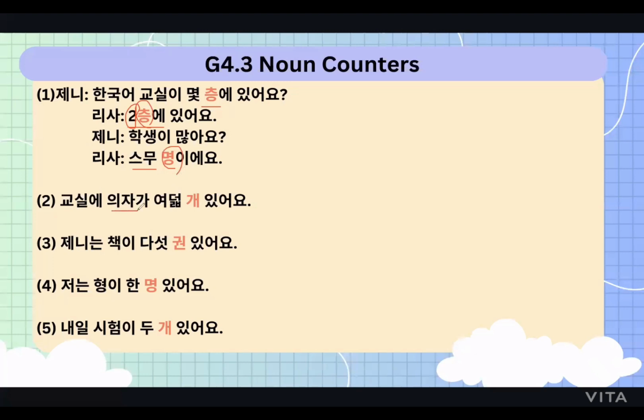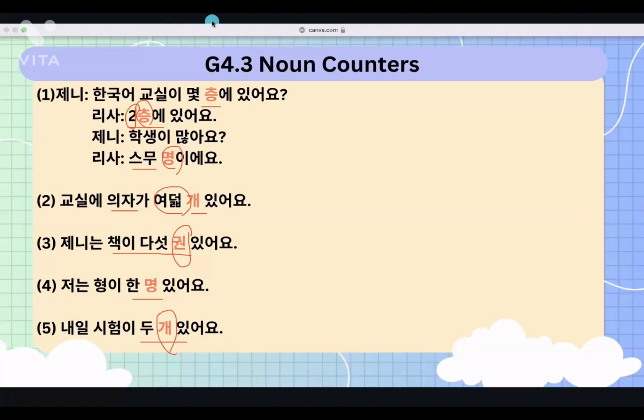자, look at that. 의자 means chair. 8개 있어요. So this is, I have 8 chairs. So when you mention chairs, 개가 되겠죠. And 책이 5권 있어요. Noun counter. When you count books, you should use the noun counter 권. And 형이 1명 있어요. 명 means, again, the noun counter for person or people. And 시험이 2개 있어요. How many tests? 2개 있어요. I have 2 tests. And when you count tests, 개라고 하는 거죠.